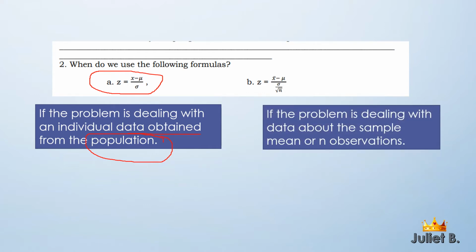Letter B, we will be using this formula if the problem is dealing with data about the sample mean or the n observations. In short, meron siyang given na sample size. So, yan ang pagkakaiba ng dalawang formula na yan. Yung letter A, it pertains to the population. Yung letter B, meron na siyang given na sample size.